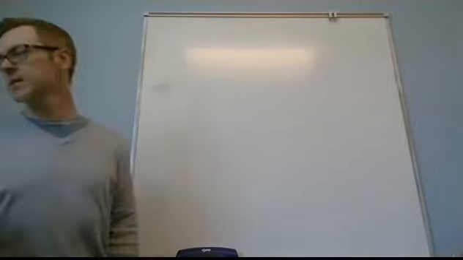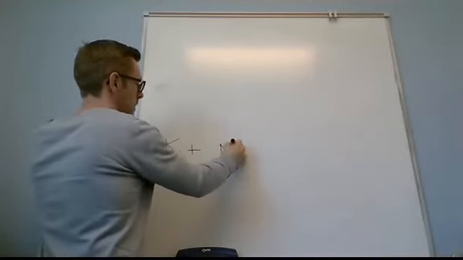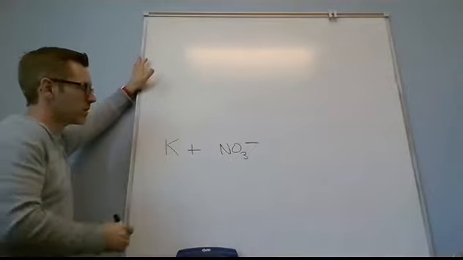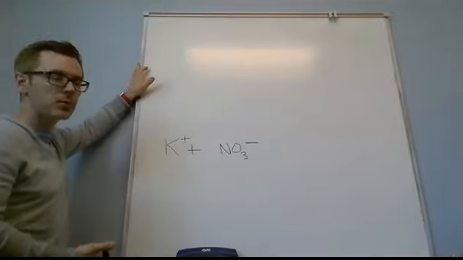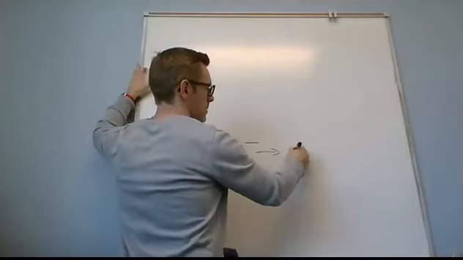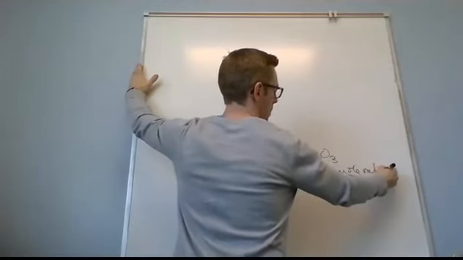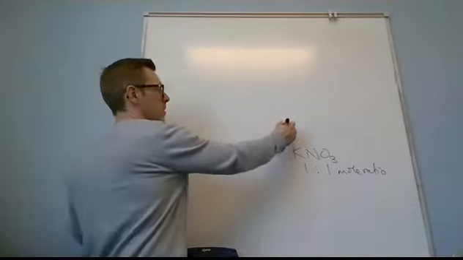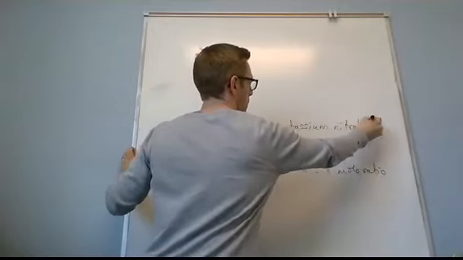How about, let's see if I can get some examples. What about K+ NO3−? Potassium is in group 1. It forms a plus charge. Nitrate is a polyatomic ion that you would memorize. Clearly, this is a 1-to-1 ratio. There's only one nitrate, so there's no need for parentheses. So we would just call this potassium nitrate.